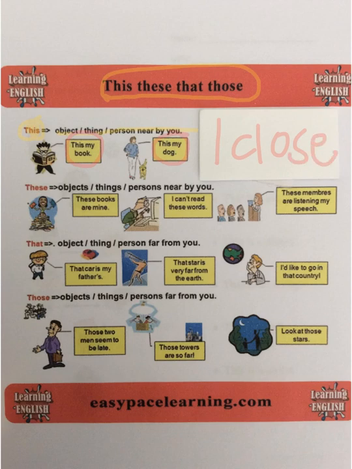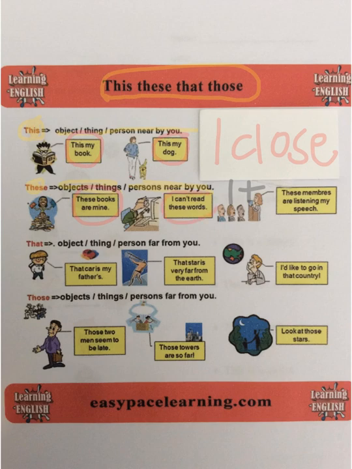Now when you use these, right here, it's also an object or things, and it is also a person nearby you. But the difference now is that it's going to be one or more. Okay? So let's look at the examples here. It says, these books are mine. So it's more than one book.